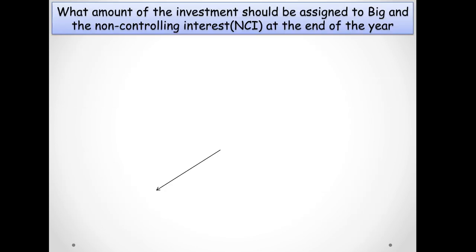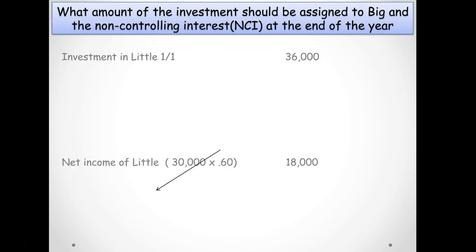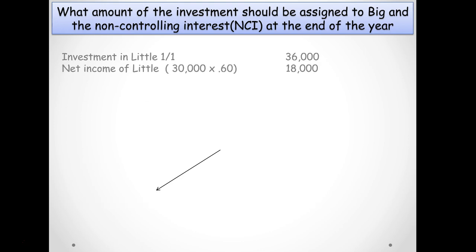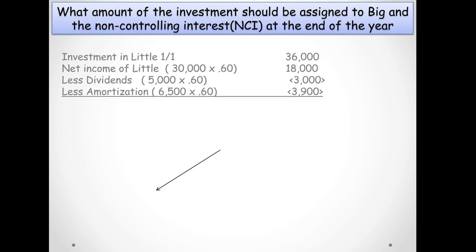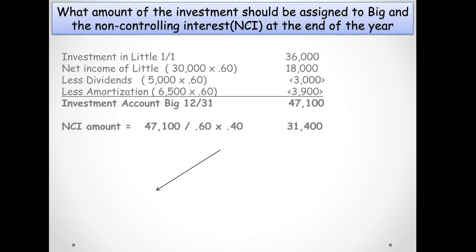What amount of the investment would be assigned to Big and the non-controlling interest at the end of the year? Investment in Little was $36,000. Net income of $18,000 would be added. Our share of the dividends, remember it's times 60%, less our share of the amortization. Our investment account would be $47,100. For the non-controlling interest, just take the $47,100 divided by 60% times 40%, which tells us the non-controlling interest would be $31,400.